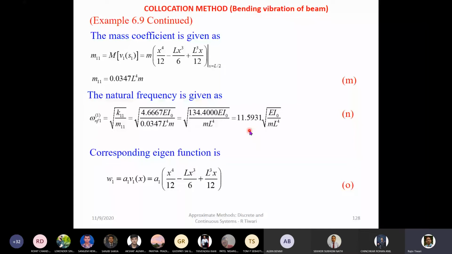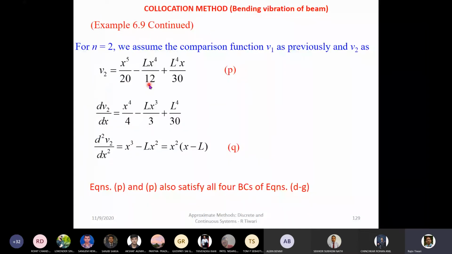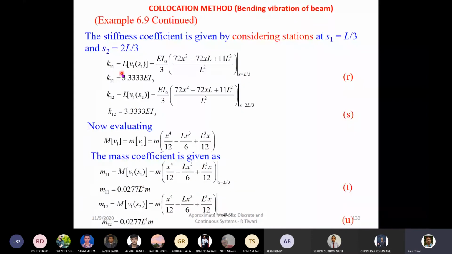Now I will take the second comparison function also, with two terms in the assumed solution. This is the same function. In the procedure of calculation, because there are two terms, we are taking two stations. S1 is L by 3 and S2 is 2/3 of the span.